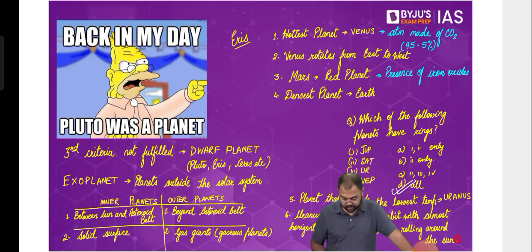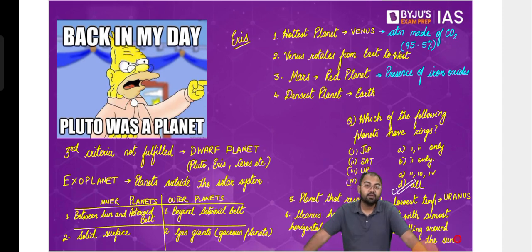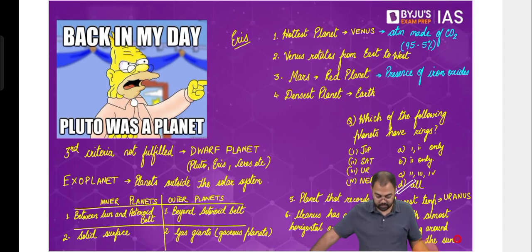Now, one more thing, because it was in the news last year, and this is about the number of moons. Last year there was news that Jupiter now has 92 moons, and it has taken over the number of moons that Saturn has.